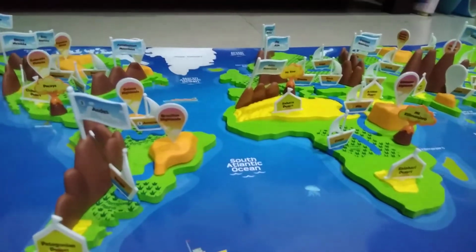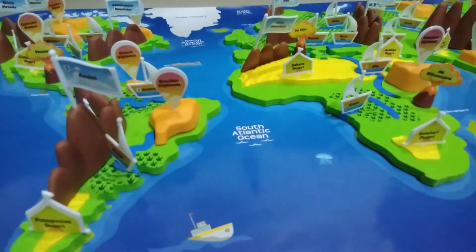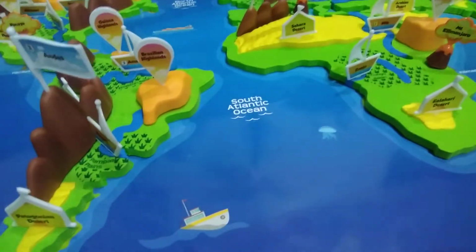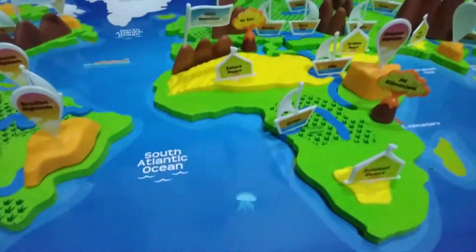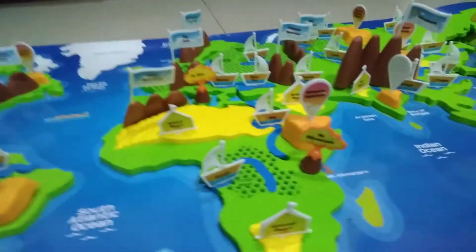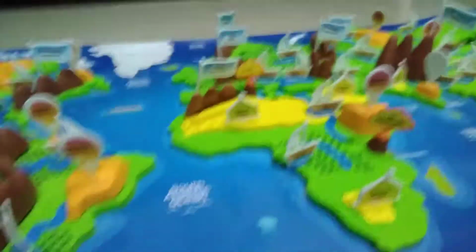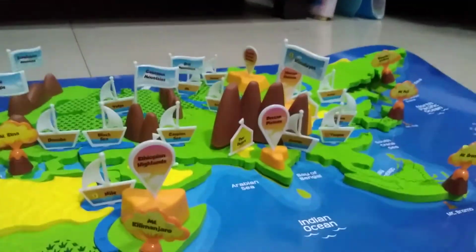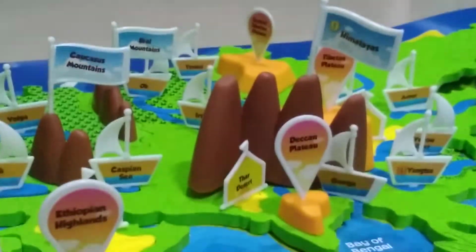Everyone, and this is World Physical Map. A World Physical Map has got many features like a desert, for example, Sahara Desert, a river, for example, the Amazon River, a plateau, for example, the Deccan Plateau, and mountain tops, like for example, Himalayas, and lake, for example, Caspian Sea.